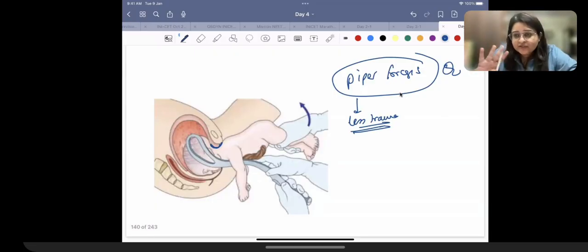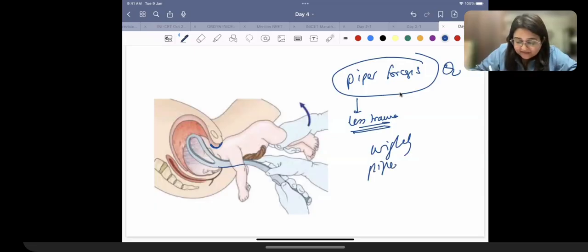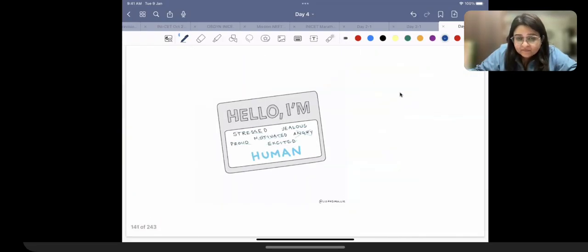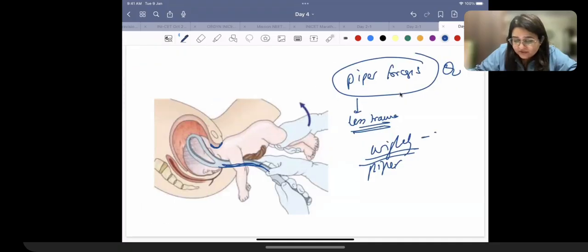Look at Piper, there are two forceps that come in the exam. One is Wrigley's, one is Piper. The handle of Piper is long, so it has a long handle. Wrigley's handle is short. When I show you the Wrigley forceps, you'll understand. Piper has a long handle, Wrigley has a short handle. Okay. So this has a short handle. This has a long handle. So that ends breech delivery.